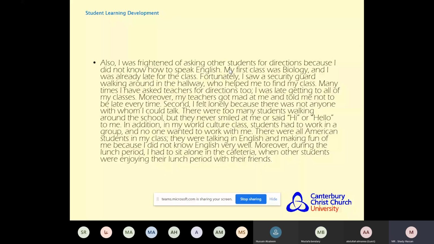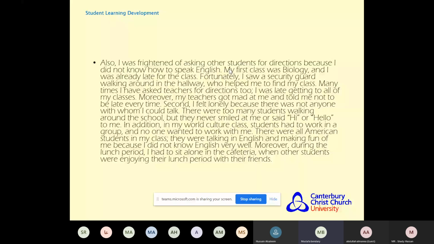Yes, keep going. Also, I was frightened of asking other students for directions because I did not know how to speak English. My first class was biology, and I was already late for the class. Fortunately, I saw a security guard walking around in the hallway who helped me to find my class.